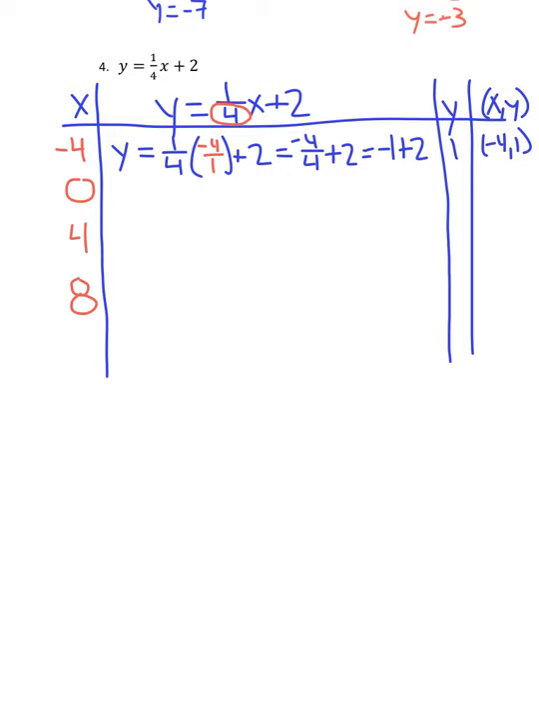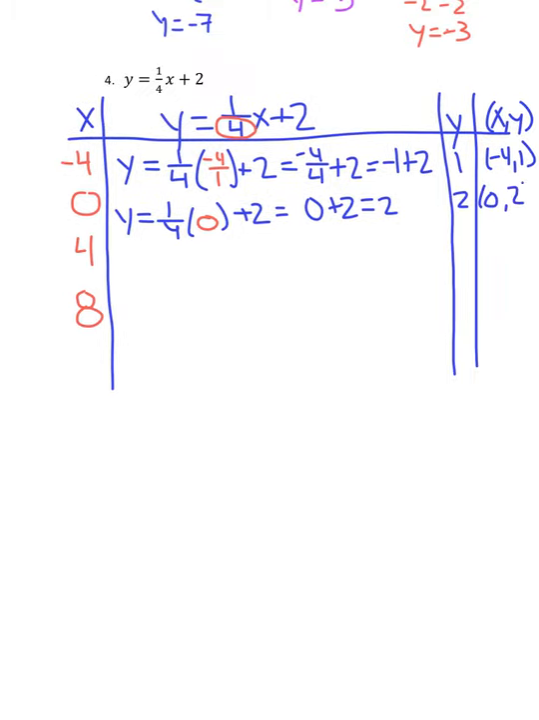All right, try the next one. y equals 1 over 4 times 0 plus 2. Now, we love the 0, right? Anything times 0 is 0. This is my y-intercept. 0 plus 2 is 2. So when x is 0, y is 2.